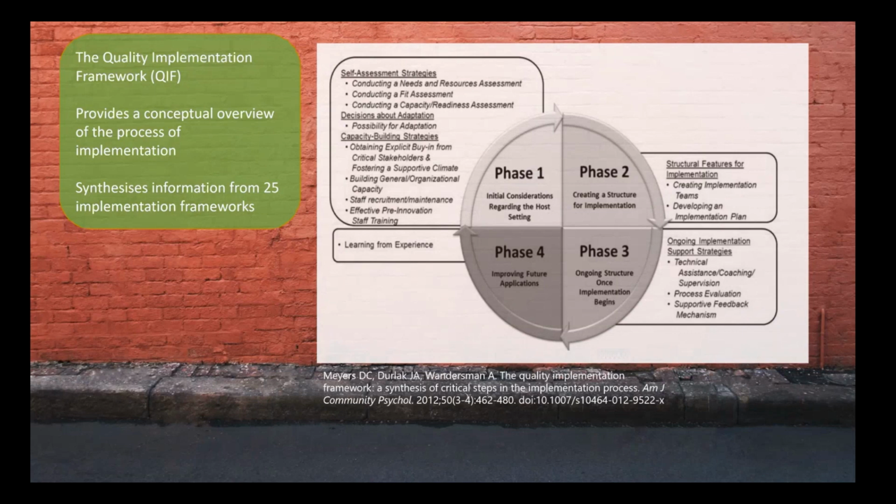Just to give you a little taste, this is a process framework, the quality implementation framework. Like a lot of the frameworks, it draws from lots of other frameworks and theories. This is really just saying, if you want to plan your implementation, it might be useful to see it in 4 phases. It's very logical. It's very rational. It's saying, let's do a needs and resources assessment, a fit assessment, a capacity readiness assessment. Let's look at adaptation, get buy-in, so it's very step by step and can be quite useful for some people. In phase 2, you make your implementation team and develop a plan. Then phase 3 is when you're actually going to start coaching, supervision, training, technical assistance, etc.